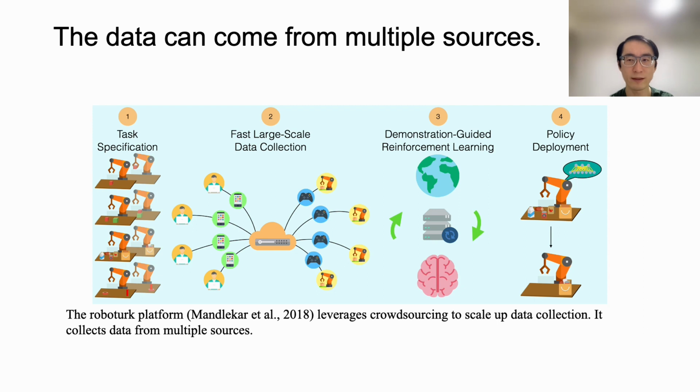One scenario is that the data can be collected from multiple sources. Here I include an illustration for a platform named RobotTurk. This platform tries to speed up data collection using crowdsourcing by collecting demonstrations from multiple demonstrators. In this case, the collected data are from multiple sources.